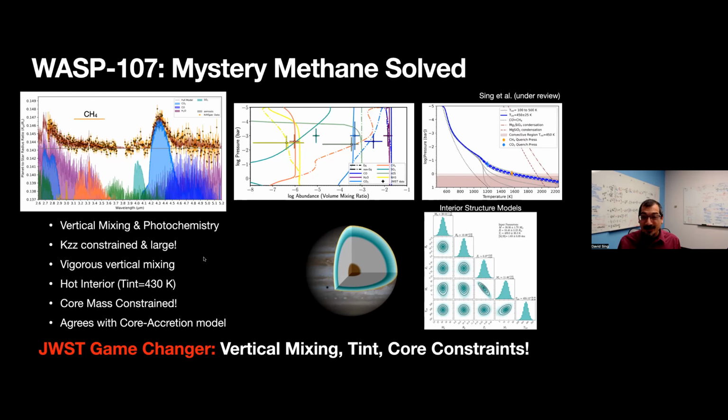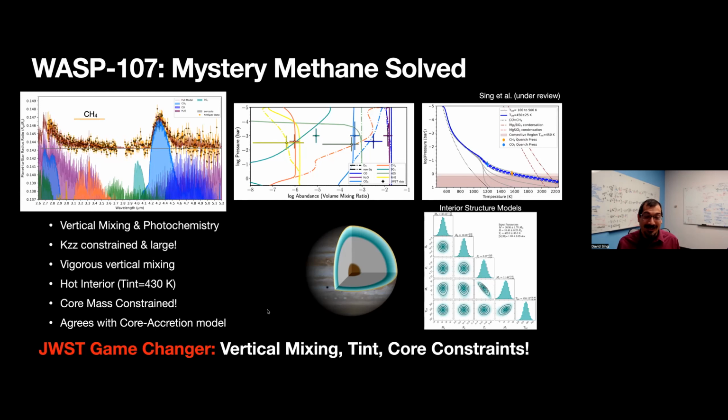But we can actually go even further. We have very precise abundance constraints, and this interior temperature is really important too. If you run interior structure models, we get a new core mass constraint for the planet as well, because we know the mass of the planet, we know the radius, we know how much heat there is in the interior, and we can constrain the mass of the core to about 12 Earth masses, plus or minus about 3.